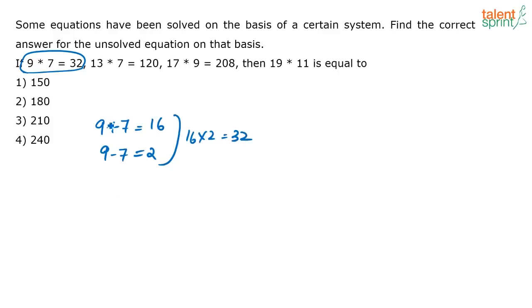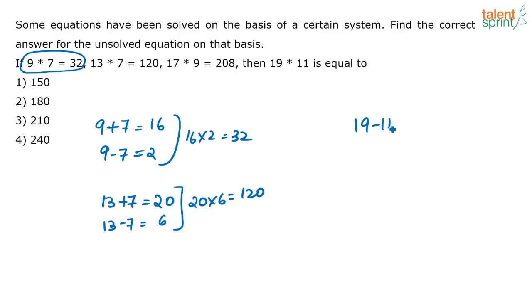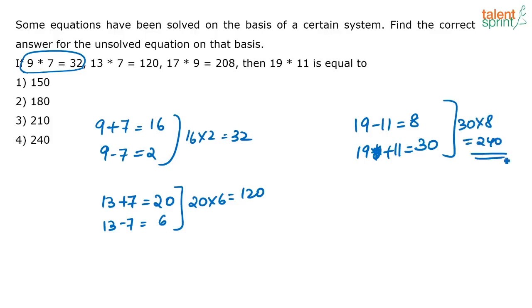Right? Similarly, you have 13 and 7. Find the sum of the numbers. Find the difference of the numbers. Multiply the answers that you get. That is the pattern that is being followed. So similarly, if you have 19 and 11, then you will have 19 minus 11, that is equal to 8, and 19 plus 11, that is equal to 30. So 30 into 8, that is equal to 240, will be your answer. That is option 4. This is the pattern that is being followed.